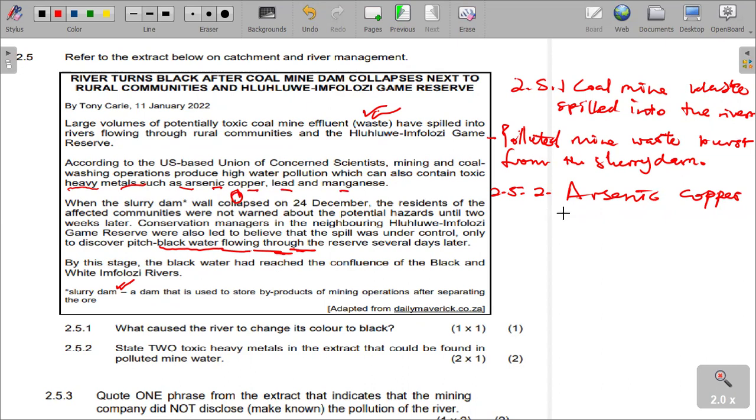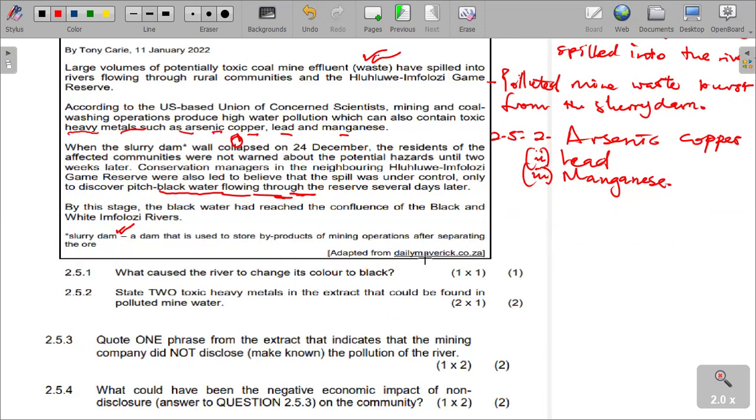We have got also lead. There's also another heavy metal that can be found there. We can also talk about a third one, manganese, that is also given in our extract. So with questions such as these, class, you need to understand that you don't need to lose any marks, because the answers are given in the context there.